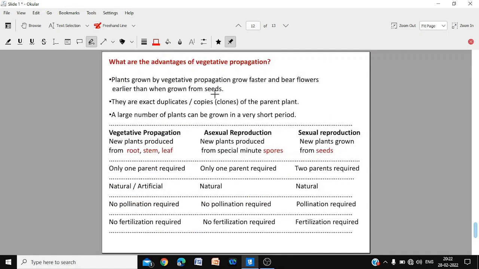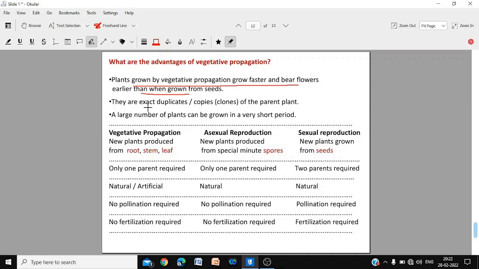Now, what are the advantages? Plants grown by the vegetative method grow faster and bear flowers earlier. If you grow a plant by stem cutting or root or bud, it will grow faster and it will bear fruits or flowers earlier.